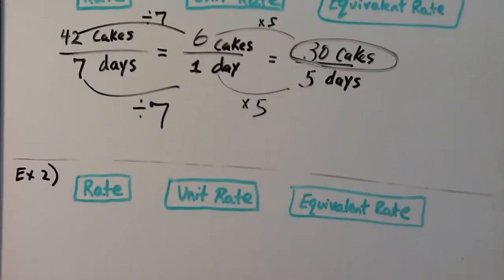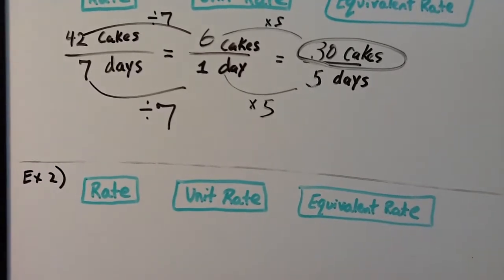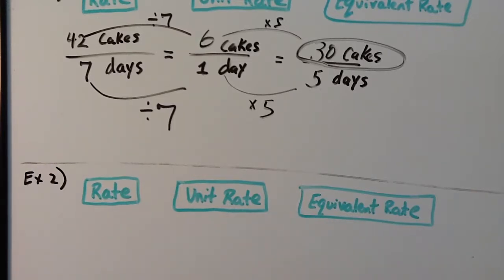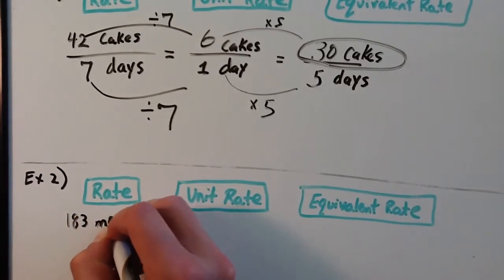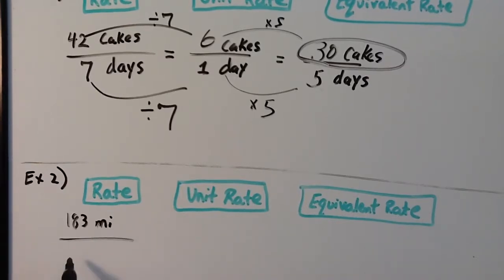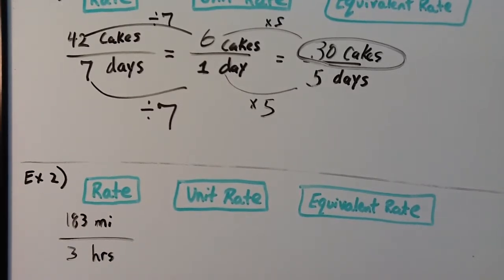Number 2. Says Alicia drove at a constant speed and traveled 183 miles in 3 hours. At this rate, how many miles would Alicia travel in 11 hours? So first, let's write the rate given to you in the problem. Okay, I want you to write these boxes, rate, unit rate, equivalent rate, so that you can see the process. First, the rate given to us in the problem. 183 miles, M-I, miles. Alicia travels 183 miles per 3 hours, H-R-S, hours. That is the rate in the problem.